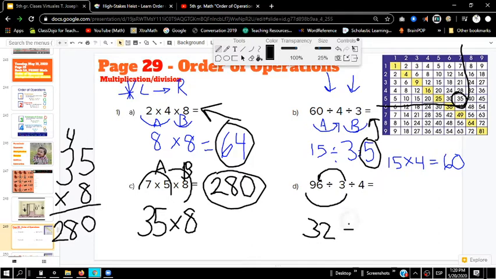Now we're going to go to our next step, which is divide by 4. 32 divided by 4 is the same thing as asking 4 times what number equals 32. I know my 4 facts, so I know that 8 times 4 is 32. My answer is 8. Check the answers on page 29 to make sure that you did these correctly.